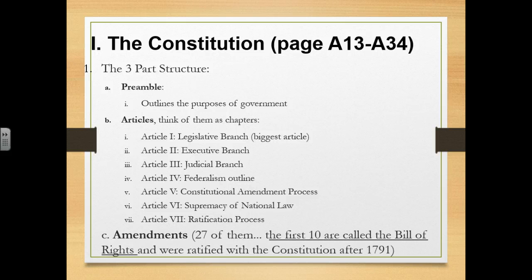The last part is the 27 amendments. The first 10 are called the Bill of Rights. They were ratified in the Constitution in 1791. In fact, there have only been 17 amendments since 1791, and one of those was to negate another. So really, there have been just 15 since 1791 that are still in effect today. Of course, Prohibition was the 18th Amendment, and the 21st Amendment negated that.